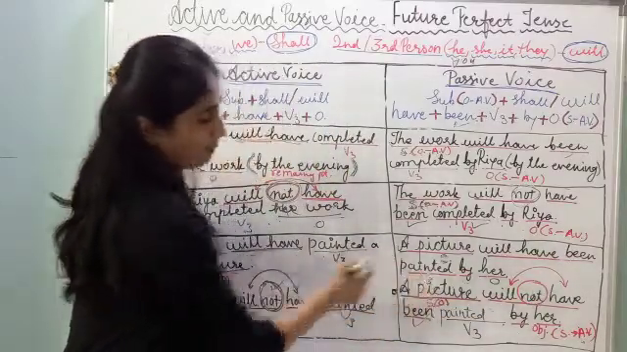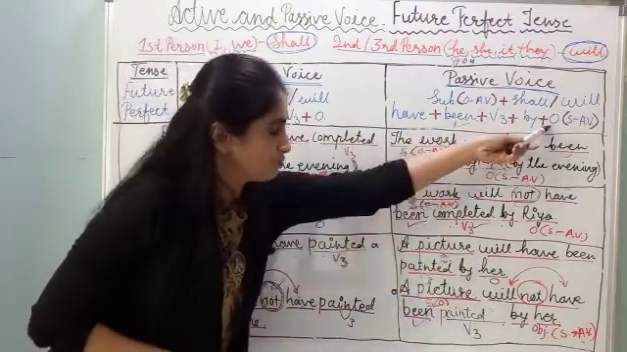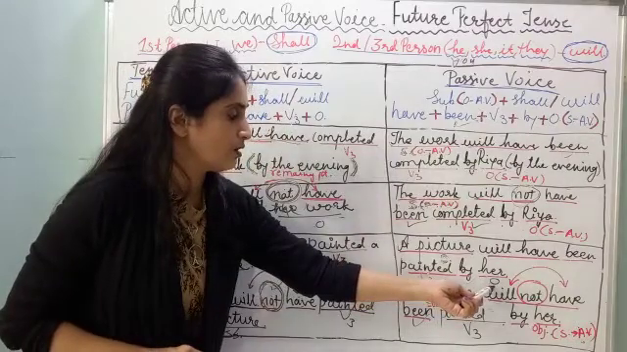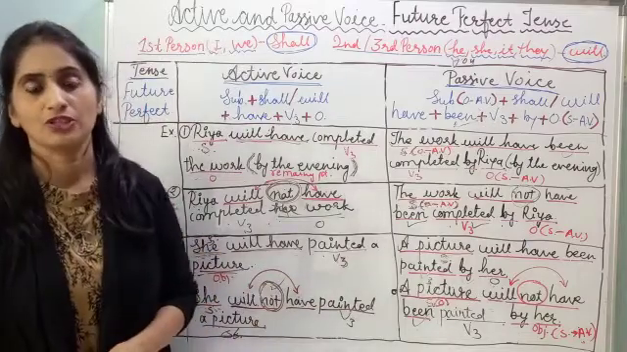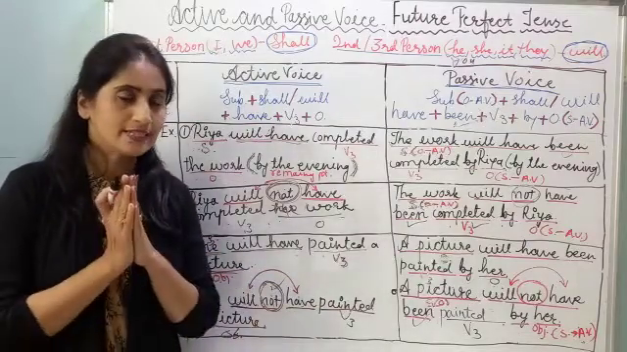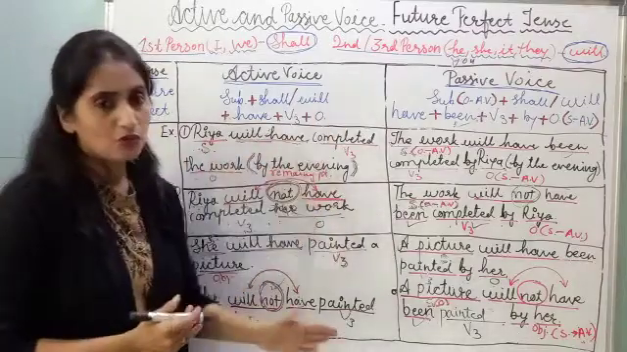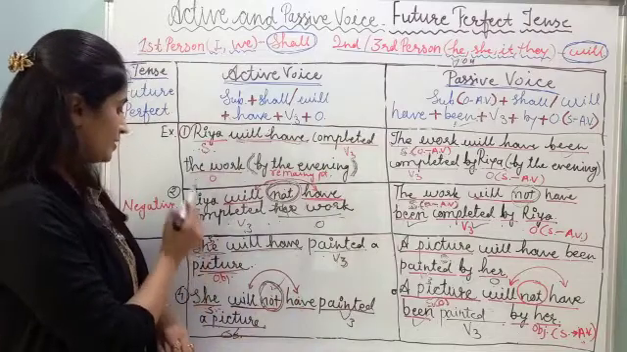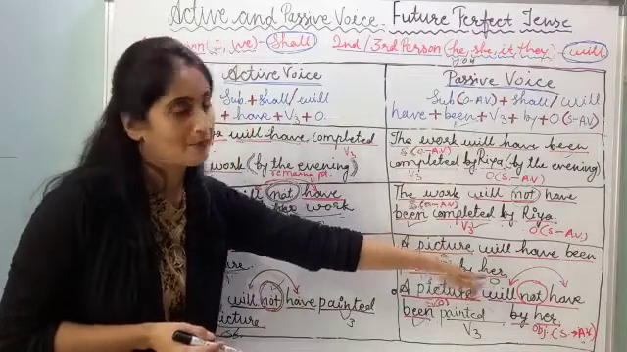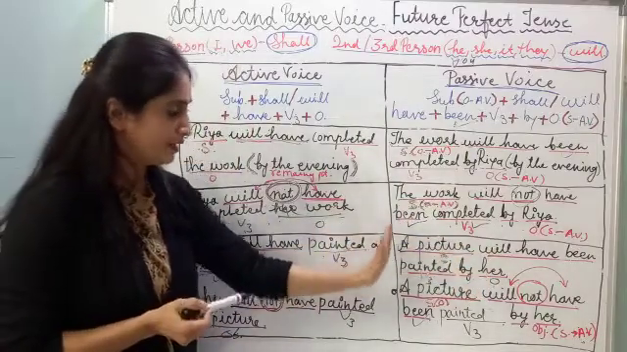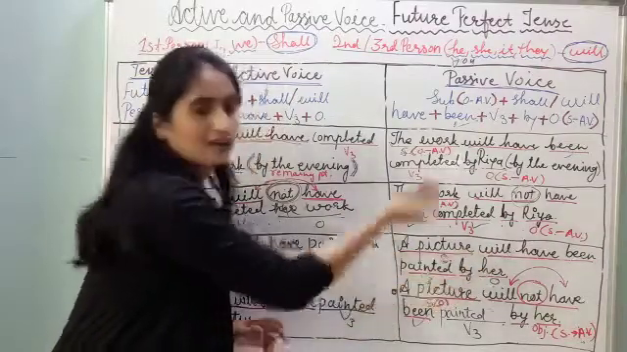What is the V3 here? Painted. Then what? By. Put by here, and then what? Object. Here I have written object her. Why her? Because in this sentence, she is the subject. In one of the charts, we have already seen that she becomes her and he becomes him in passive voice. And here in active voice, the subject is she, and so it becomes her in passive voice. So the conversion of the sentence will be like this. I am reading: a picture will have been painted by her.